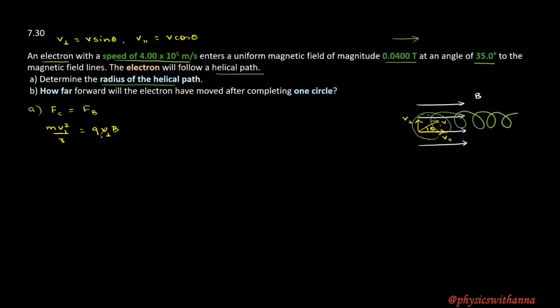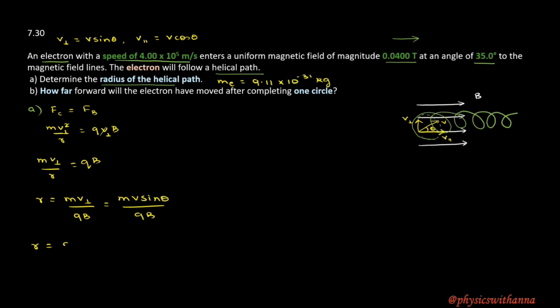Next, we can cancel the v over here and one v from here, and we are left with mv perpendicular over r equals qB. Then we can rearrange to write r equal to mv perpendicular over qB. So v perpendicular is nothing but v sine theta. So we get this as mv sine theta over qB. Now let's substitute to get the value for r. r will be equal to the mass of the electron, which is a constant, 9.11 times 10 to the power negative 31 kilogram.